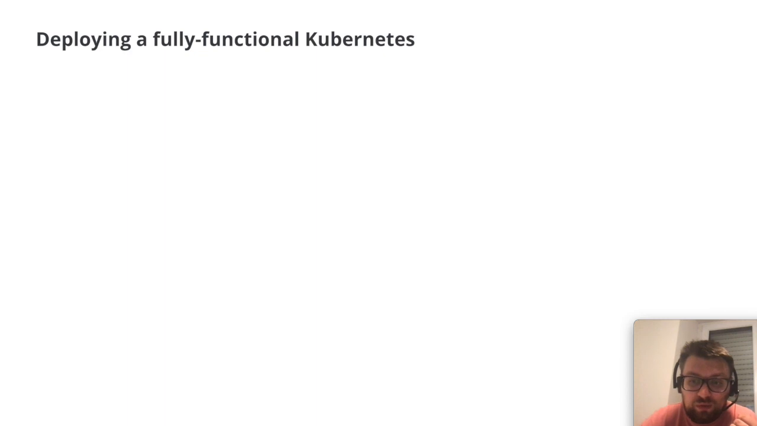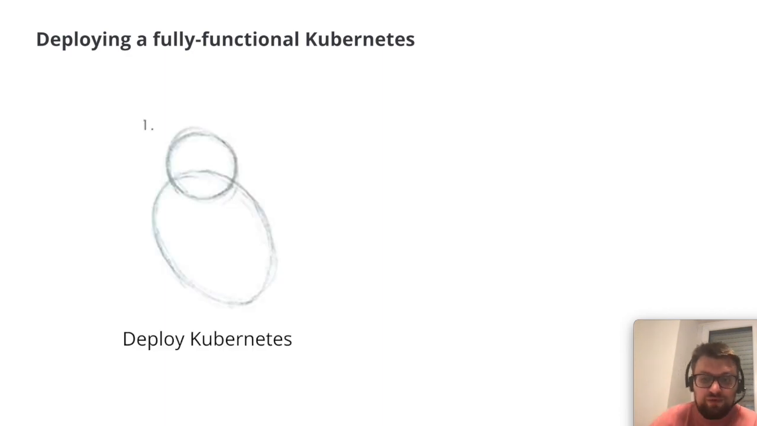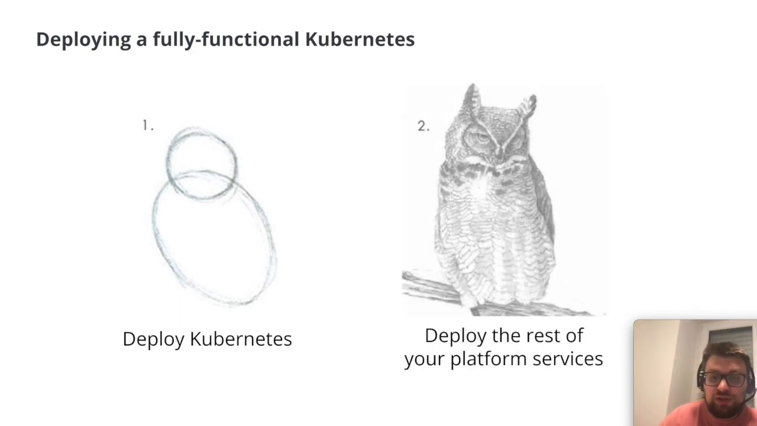But what do you need to deploy a fully functional Kubernetes? I think you can do it just in two steps. The first step is that you need to deploy Kubernetes somehow using your favorite tool. Maybe kubeadm, maybe kubespray, maybe you can follow the Kubernetes the Hard Way guide. It doesn't matter. And for the second step, you just need to deploy the rest of your platform services. That's it. And of course, it's a joke.